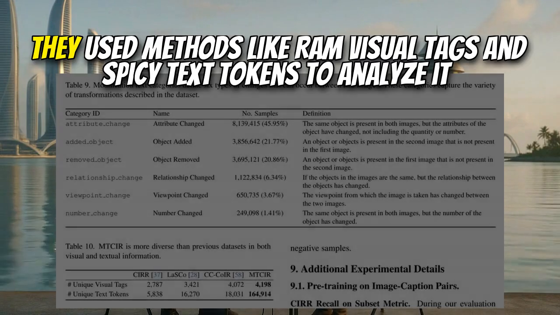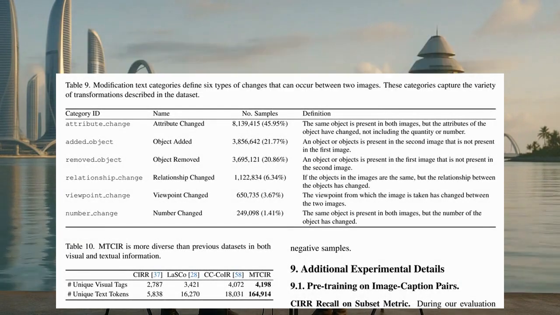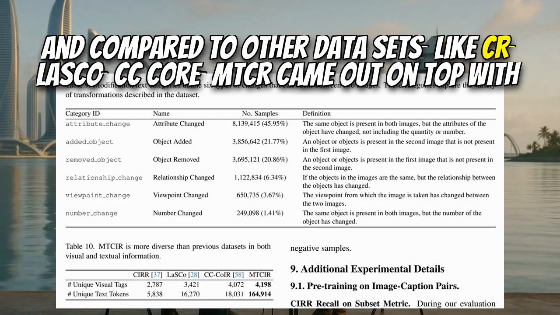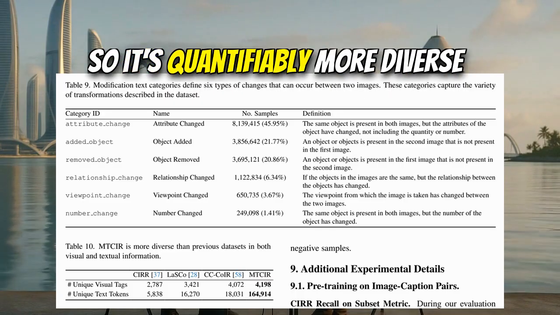They did. They used methods like RAM visual tags and spaCy text tokens to analyze it. And compared to other data sets like CIRR, LaSCo, CC3M, MTCIR came out on top with the highest number of unique visual concepts and text tokens. So it's quantifiably more diverse.